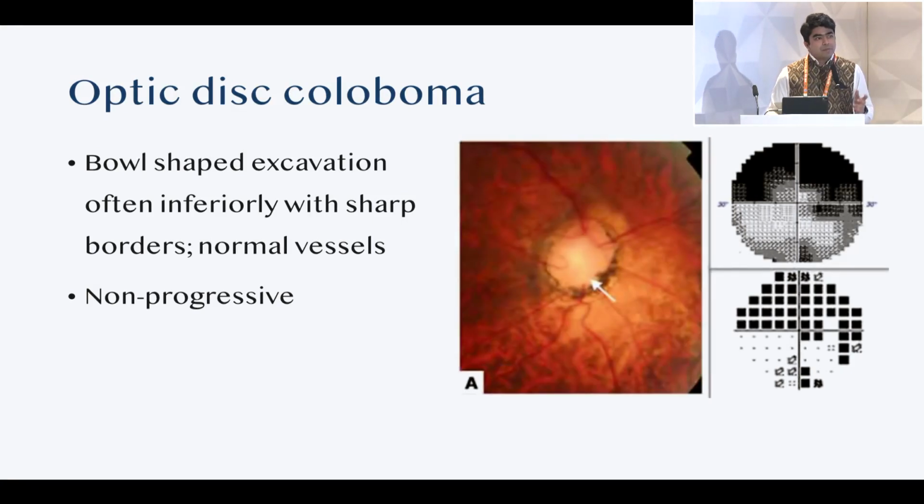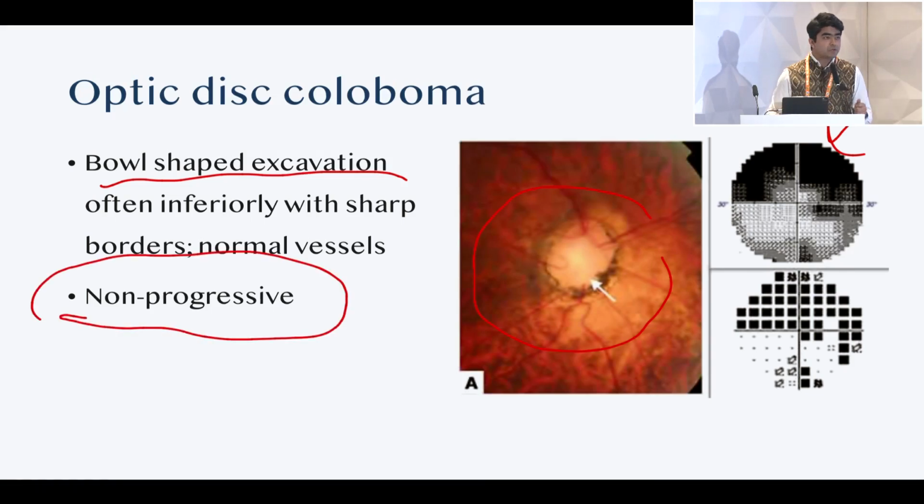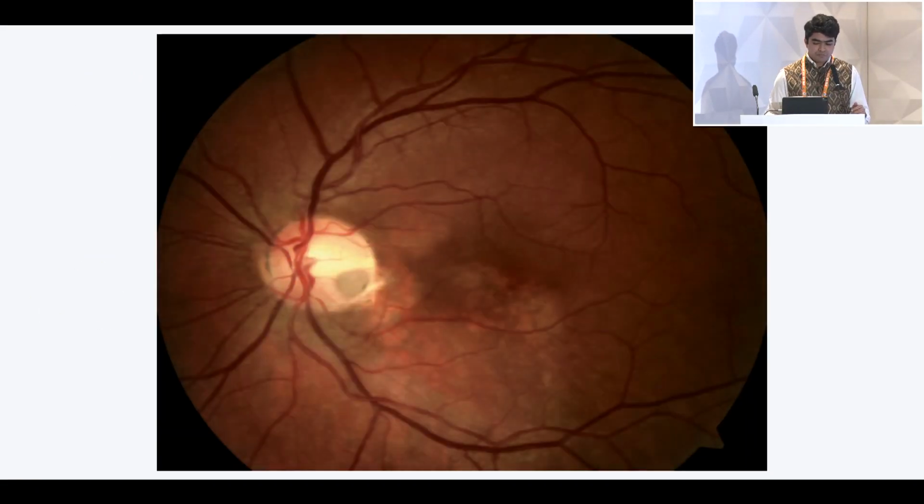But what about an optic disc coloboma or something that is very small, which gives us a very characteristic finding that may mimic a scotoma on visual fields? A bowl-shaped excavation, often inferior, with otherwise normal-shaped vessels, is an optic disc coloboma. The main feature that would differentiate it from glaucoma is its non-progressive nature over time. Once again, this is another very simple example: there is a small optic disc pit in an otherwise normal retina. None of us would mistake this for a glaucomatous disc or a glaucomatous cup.